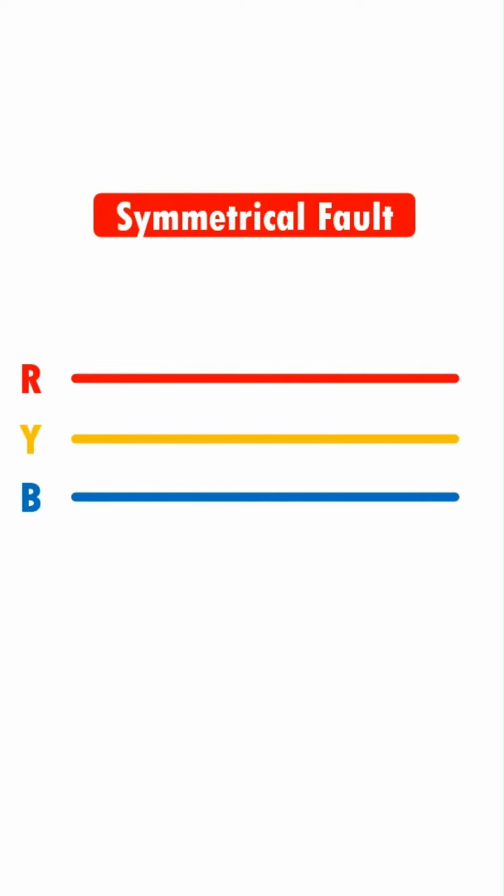A symmetrical fault in a power system is a fault where all three phases are affected equally, which maintains the system balance with equal fault currents in each phase. For example, if a fault current of 1000 ampere is flowing through the R phase, then the same amount of current will flow through the remaining two phases. Therefore, this type of fault is also called a balanced fault.